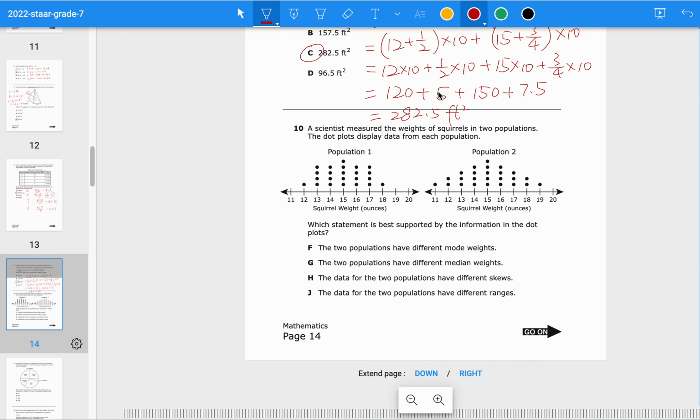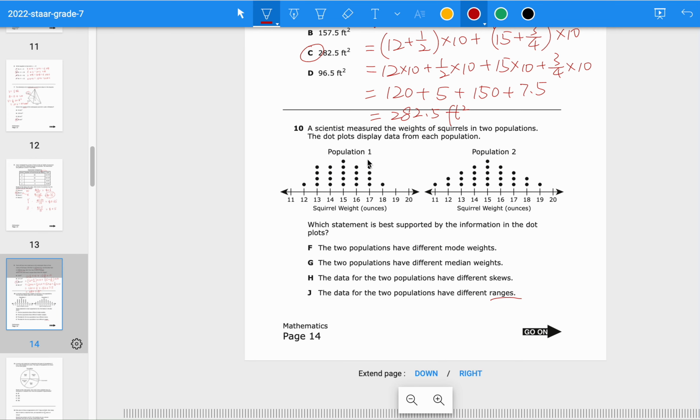Number 10. This one has a lot of reading here. So my way of solving this kind of question is I will read through these four options to see which one I can find is correct first. And what I see here is J. They have different range. So let's take a look at the range.